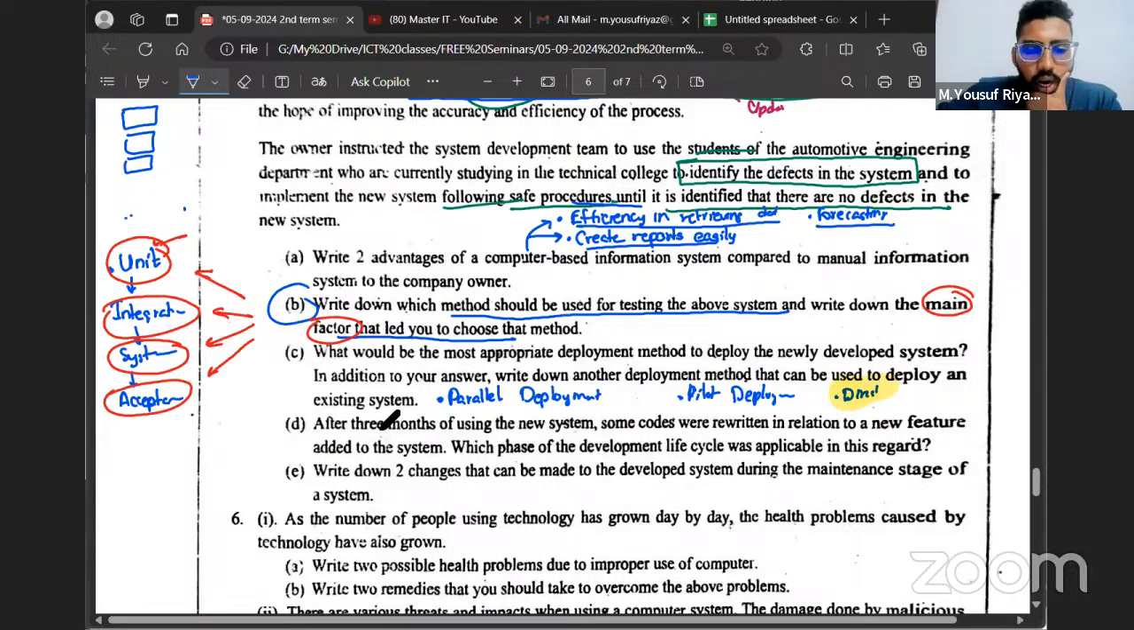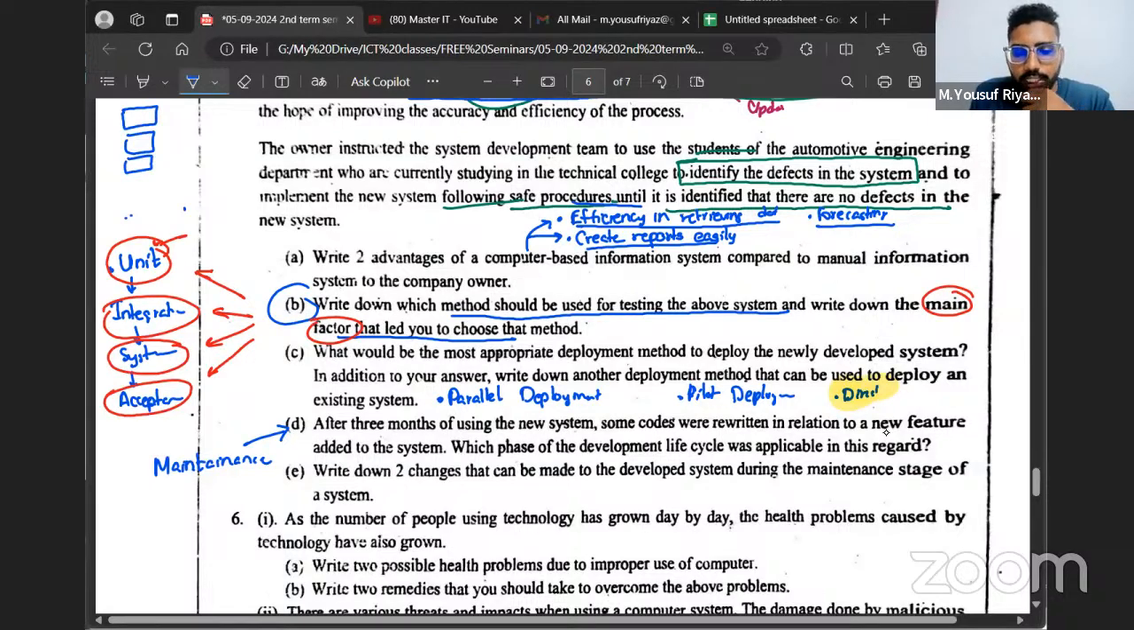Okay. After 3 months of using the new system, some codes were rewritten in relation to a new feature added to the system. Which phase of the SDLC? Okay, which phase do we actually do these small changes? I told you a while ago as well. Petty changes and all, we do in which stage? Not big changes. Okay, the small changes are done in the maintenance stage exactly. Okay, in the maintenance stage.